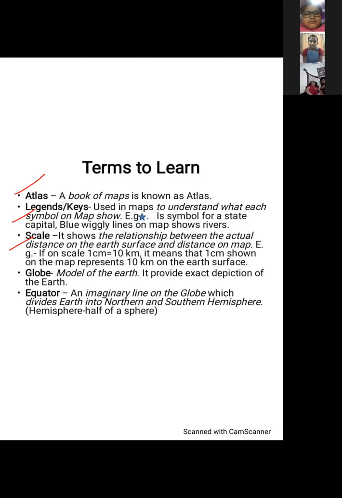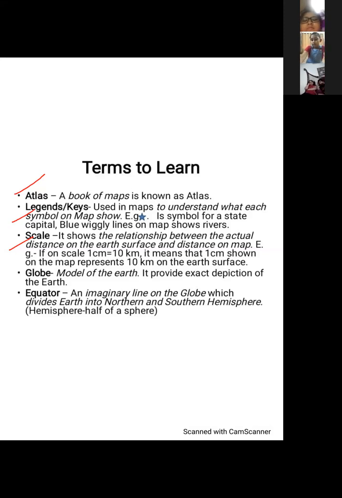For example, 1 centimeter equals 10 kilometers means that 1 centimeter shown on the map will equal 10 kilometers of distance on the ground. So 1 centimeter between 2 points will show us 10 kilometers, 2 centimeters will show us 20 kilometers, 4 centimeters will show us 40 kilometers, 10 centimeters will show us 100 kilometers, and so on. So it is very important for the scale to be shown on the map, so that we know how much distance on the ground is actually being shown by the map.